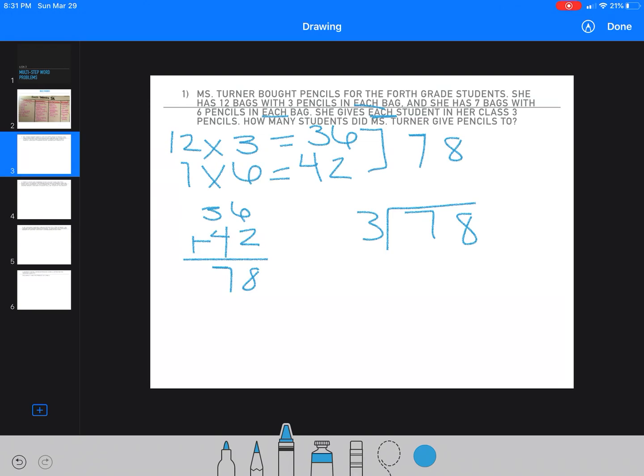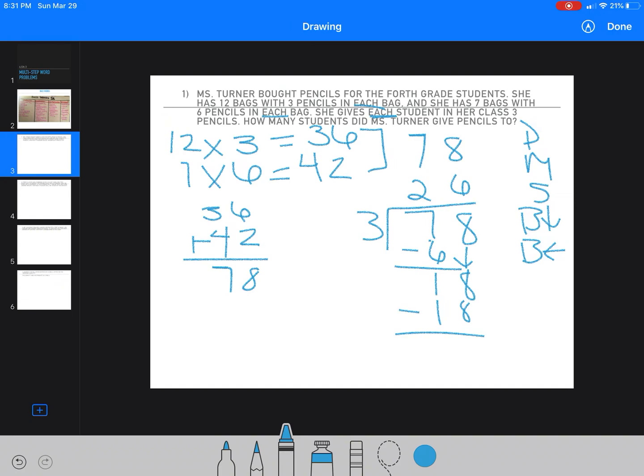So now I'm going to divide, multiply, and subtract. Bring it on down and bring it on back. Divide. 3 goes into 7 2 times. Multiply. 3 times 2 is 6. Subtract. 7 minus 6 is 1. Bring it on down and bring it on back. Divide. 3 goes into 18 6 times. Multiply. 3 times 6 is 18. Subtract. 18 minus 18 is 0.